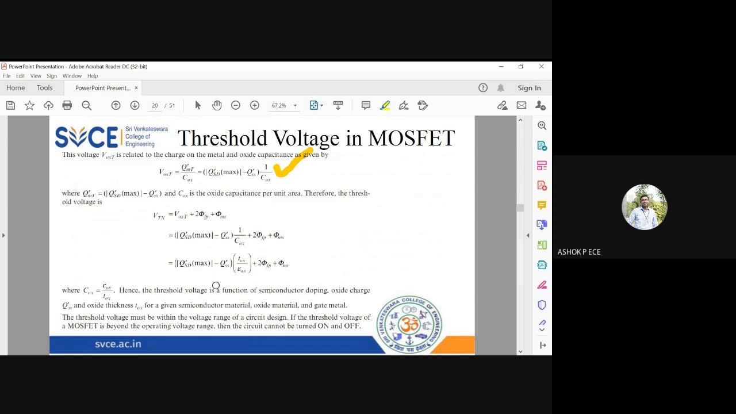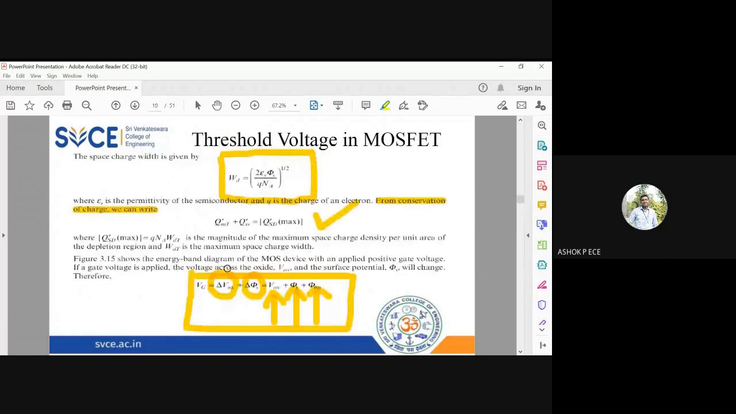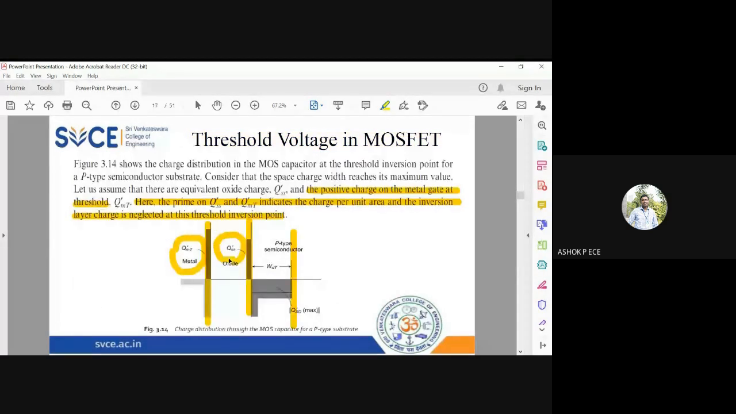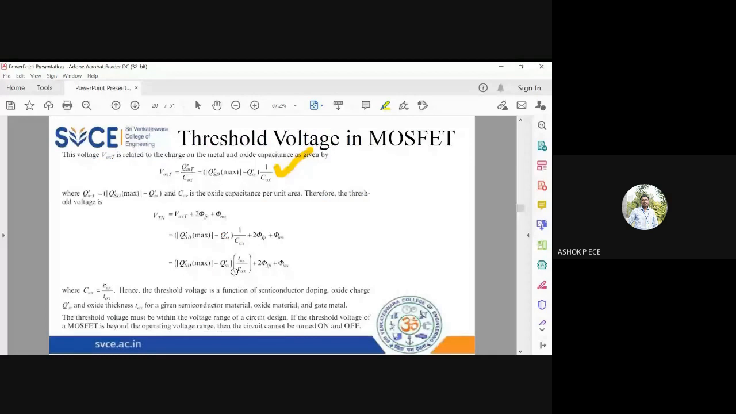And in the expression, understand what all the parameters you have. So Q dash SD is the charge in the semiconductor region when the depletion region is maximum. Q dash SS is the oxide layer charge. That is what is given here. And T ox is the thickness of the oxide layer. Epsilon ox is the permittivity of the oxide layer. And phi FP is the Fermi level for the P-type semiconductor. And phi ms is the metal semiconductor surface potential difference.